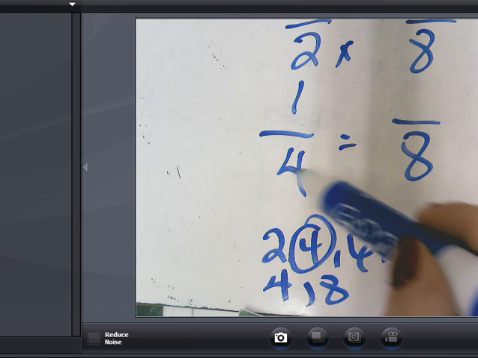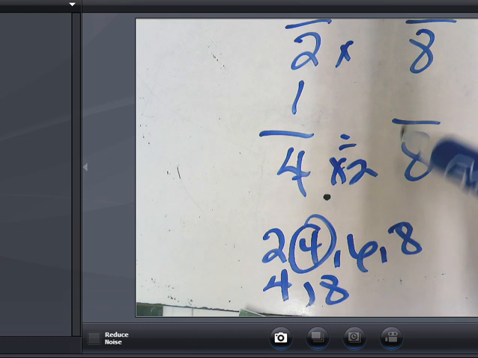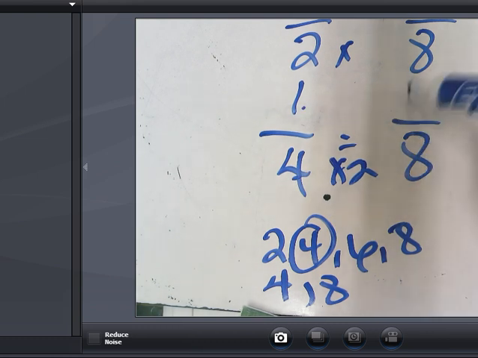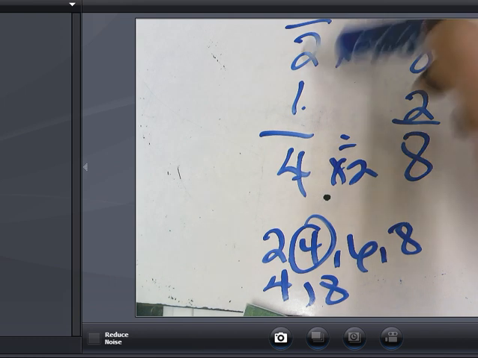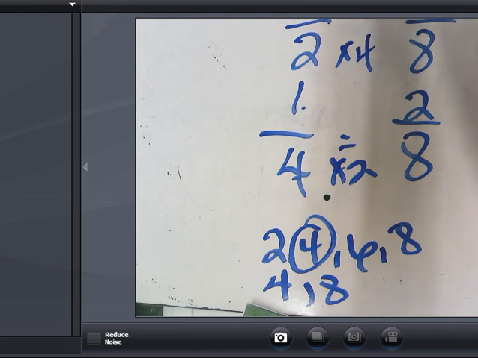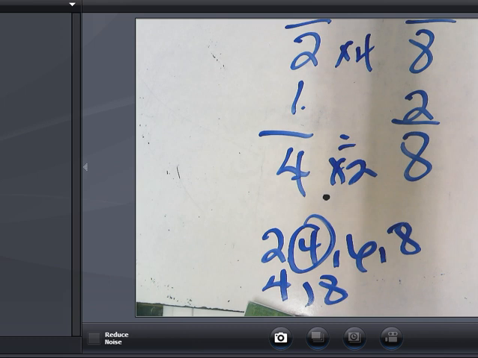What did I do to get here? 4 times 2. So I have to take 1 times 2, 2 8s. And what do I have to do up here? Took it times 4. So 4 8s and 2 8s.